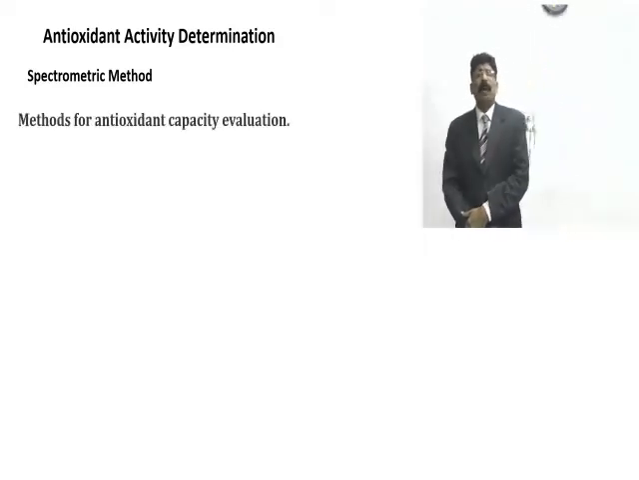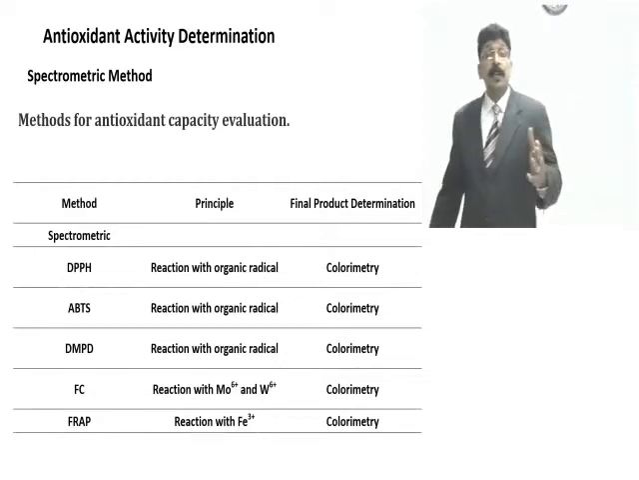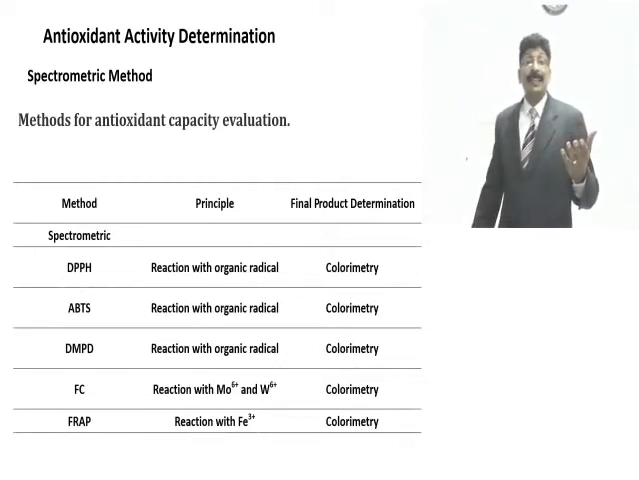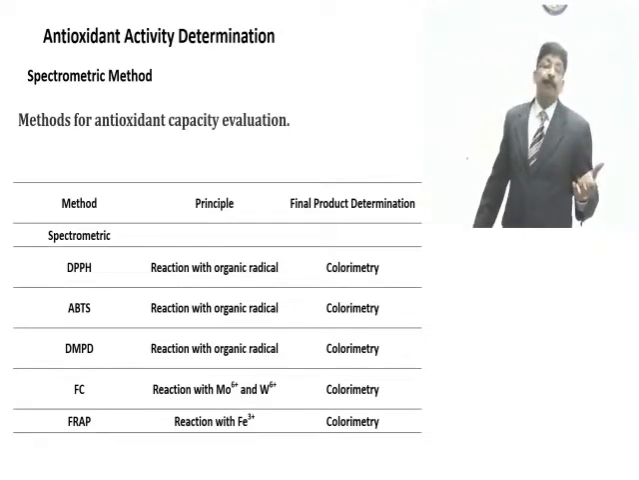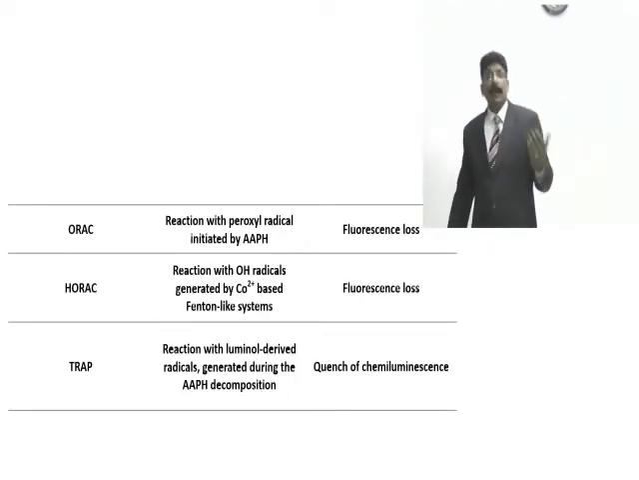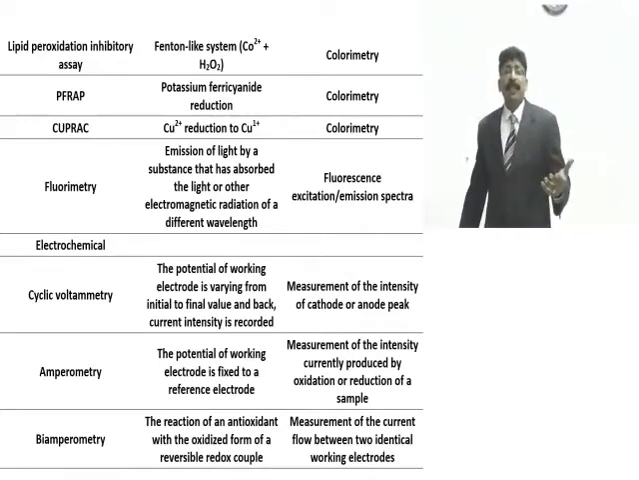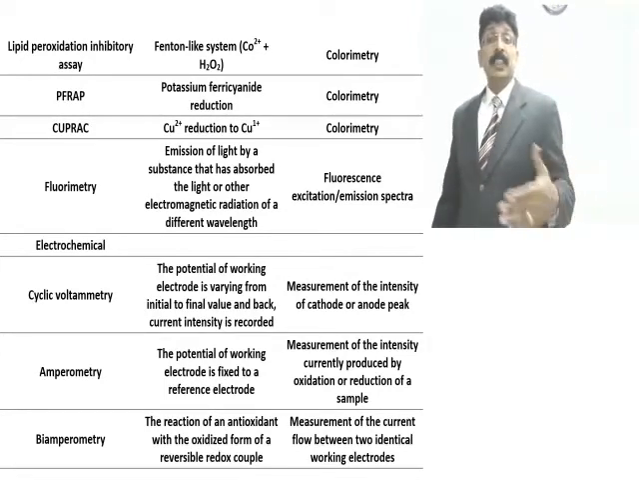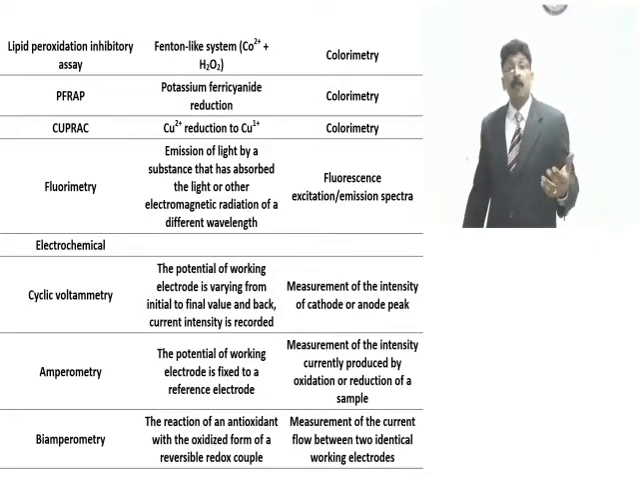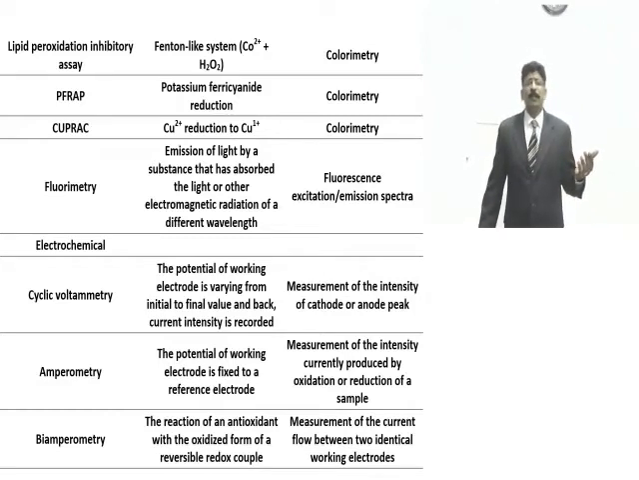Methods of antioxidant capacity evaluation can be done by spectroscopic methods by means of DPPH, a reaction of an organic radical, and also ABTS, DMPD, FC, FRAP, that is ferric reducing antioxidant power, and ORAC. We'll see the details about these abbreviations and how they are used. The assay can also be a colorimetric method or a fluorimetric method, which measures emission of light by a substance that absorbs light of a different wavelength. A cyclic voltammetric method and an amperometric method are also available.